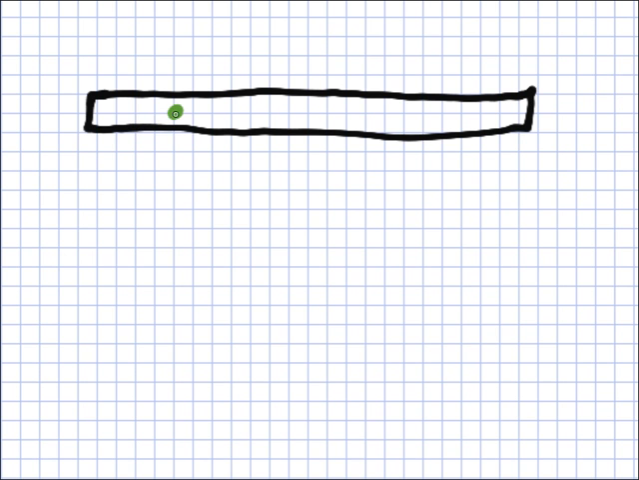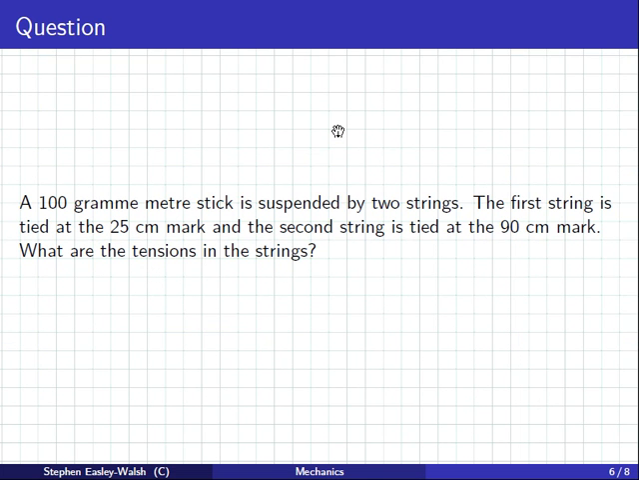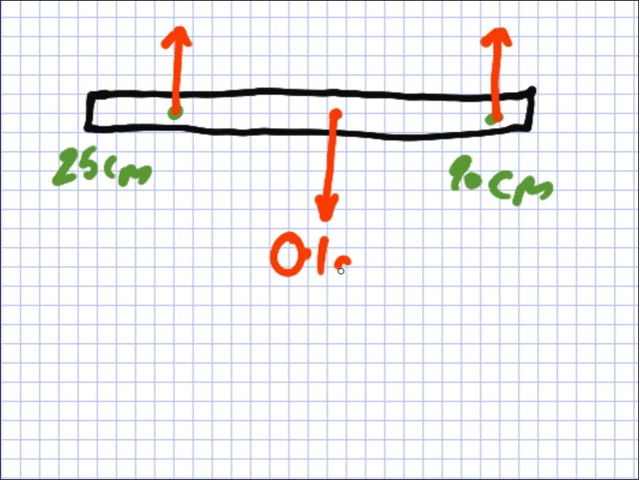Now, at the 25 centimeter mark, you have a string. And where else? At the 90 centimeter mark, you have another string. Also, there's one more force. What is the last force? The weight. What is the weight of the meter stick? What's the mass of the meter stick? 100 grams, which is how many kilograms? 0.1. So what is the weight? 0.1 g.